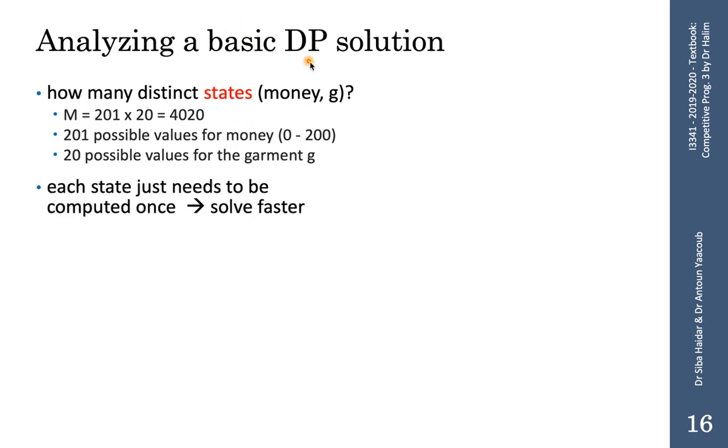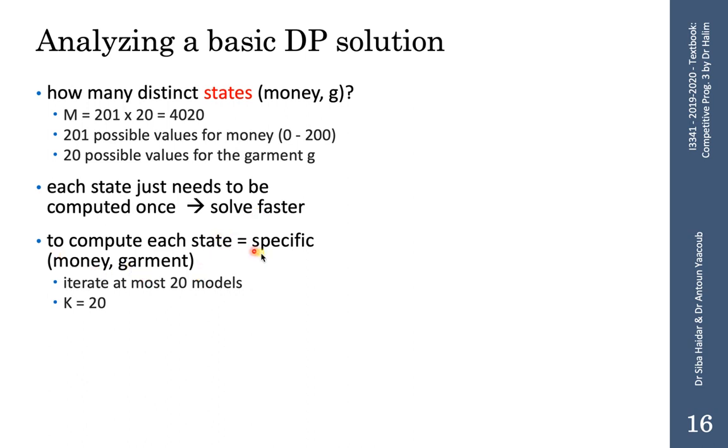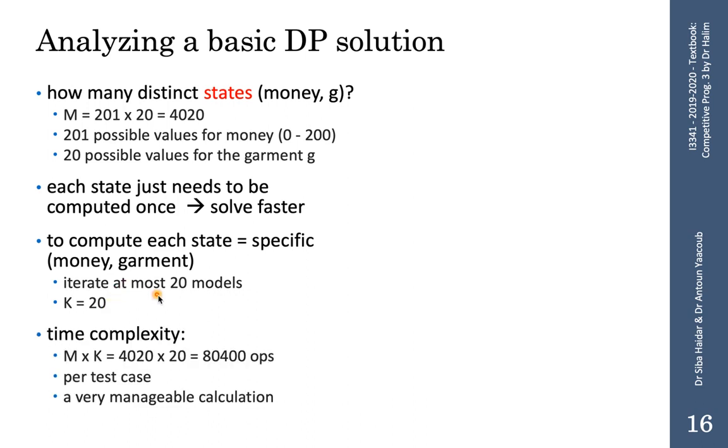And for each state, what is the order of calculating the optimal solution? For each state, you just need to compute once, and then you solve this problem faster. And to compute each state, you have to iterate at most 20 models in order to choose the solution. So k is equal to 20 here, because this is the number of the models. And what is then the time complexity? The time complexity is equal to m times k, which gives me 4,020 times 20, which gives me 80,000 operations only. And this is a very manageable calculation.